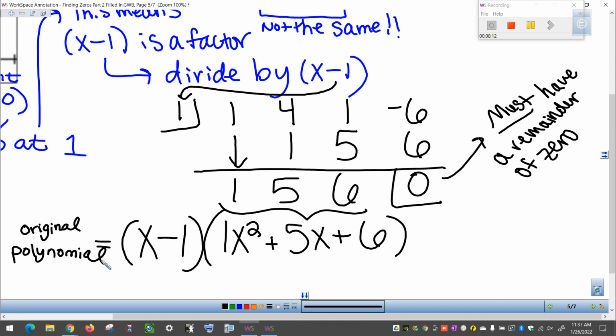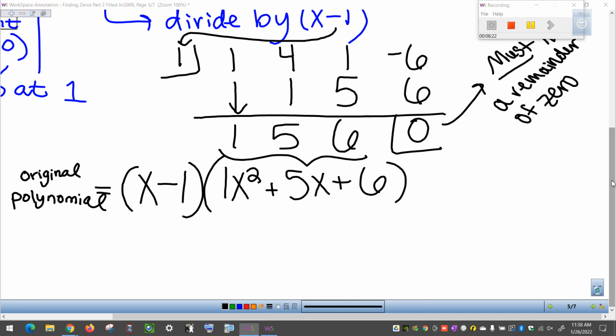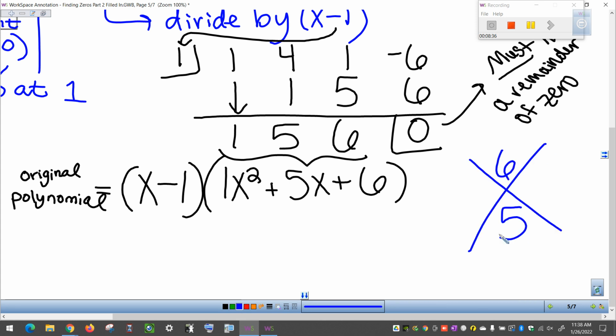So actually, we now have kind of like a factored version of this, and we're going to see if we could maybe factor this a little bit further. So if we look at the trinomial part that we're left with, this is a basic trinomial. And if we look at the numbers here, they actually work out really nicely for us to factor this one step further. So we just have to find what multiplies to 6 and adds to 5. Let's do 2 and 3.